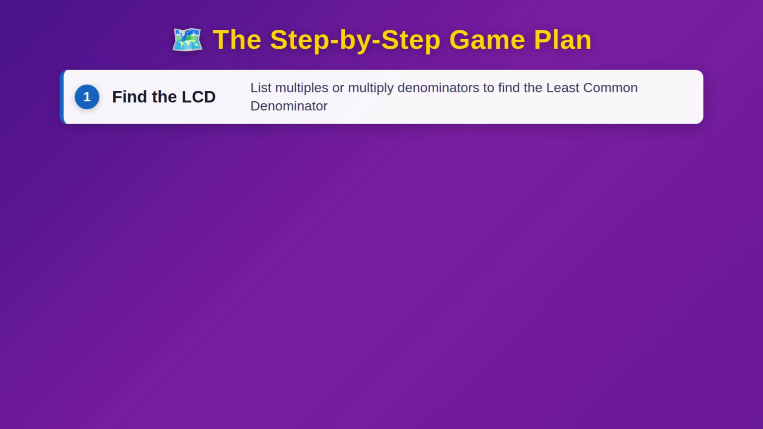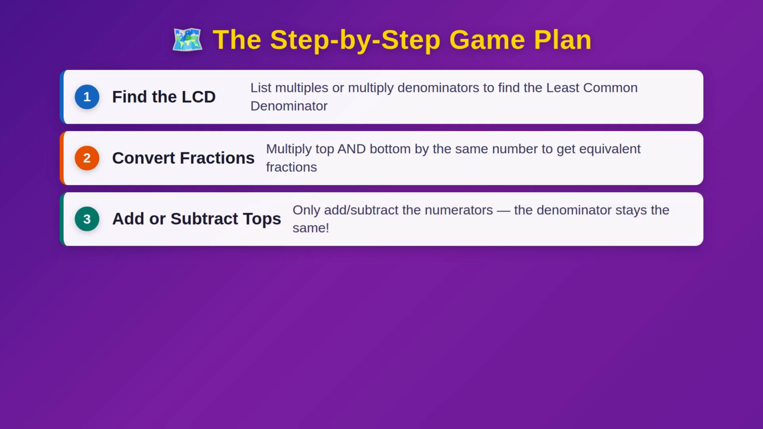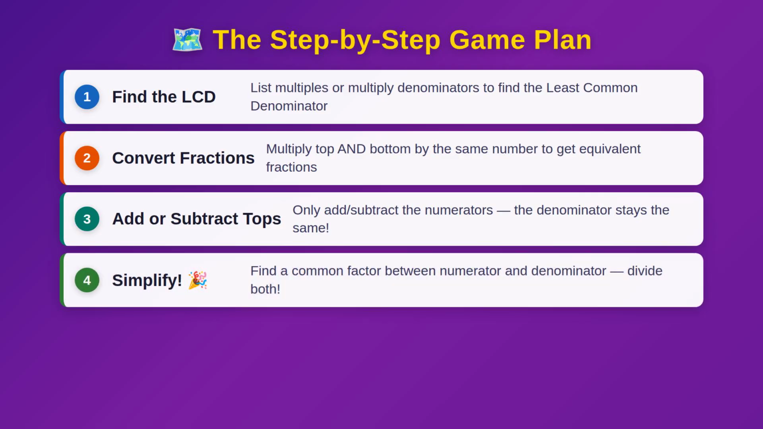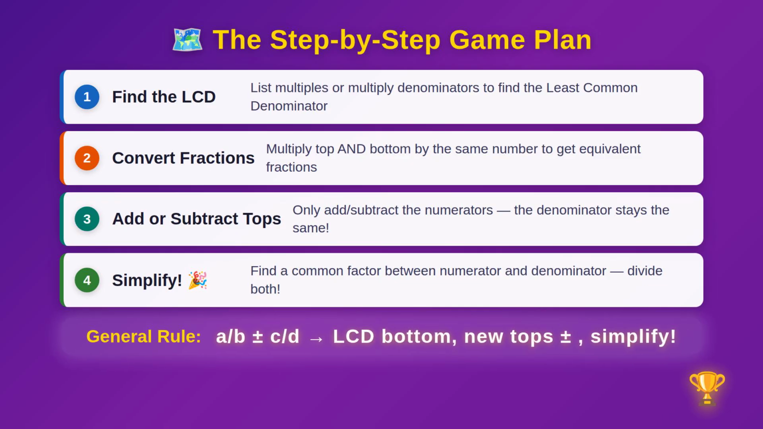Excellent work. Let's lock in the game plan so you never forget it. Step 1. Find the LCD, the least common denominator, by listing multiples or multiplying denominators. Step 2. Convert each fraction into an equivalent fraction with that LCD. Multiply top and bottom by the same number. Step 3. Add or subtract just the top numbers. The denominator stays the same.